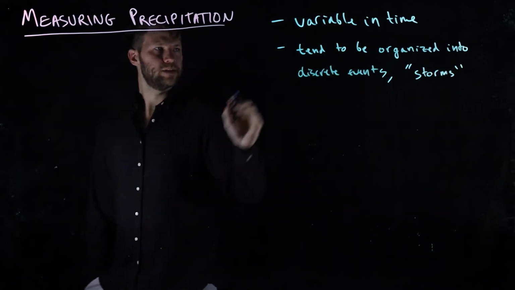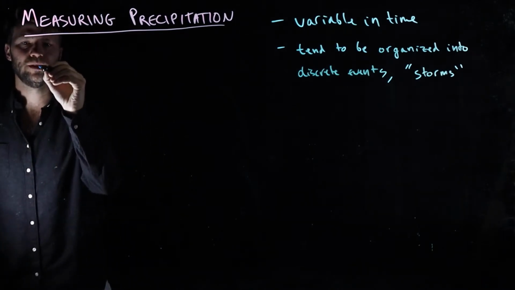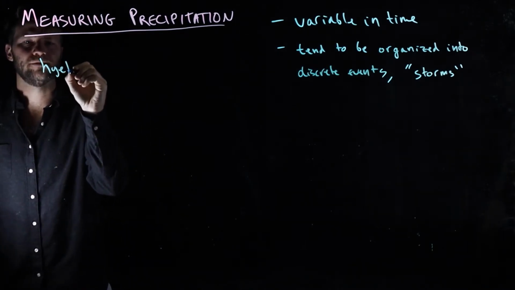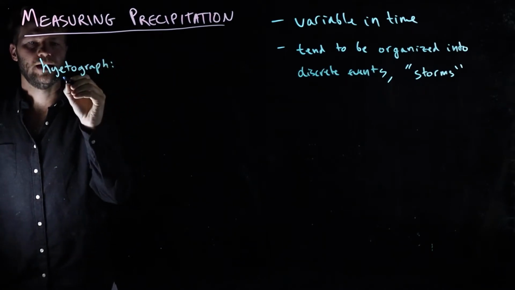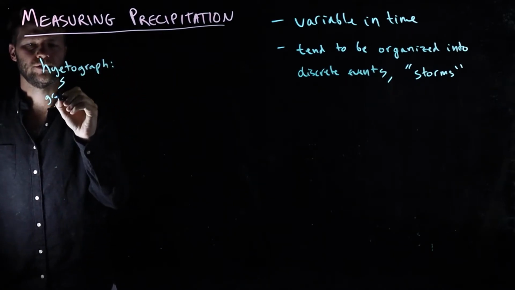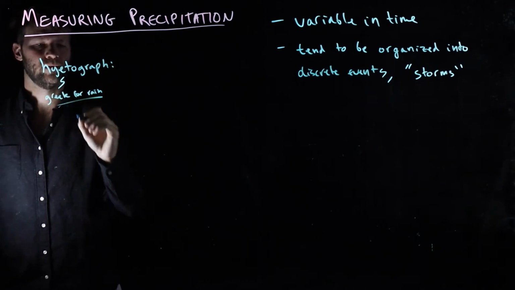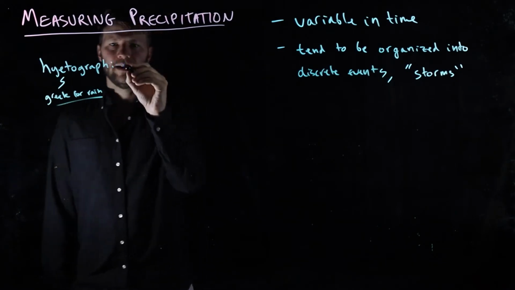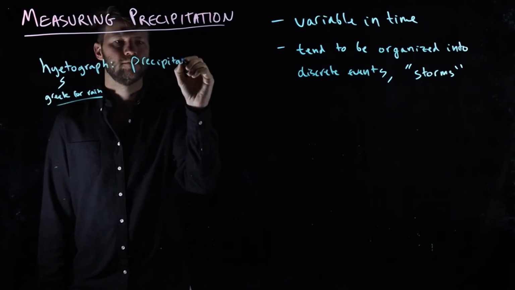So if we were to try to quantify this or put it on a graph, we would do so with a plot called a hyetograph. Hyeto is from the Greek for rain. And a hyetograph is plotting precipitation through time.